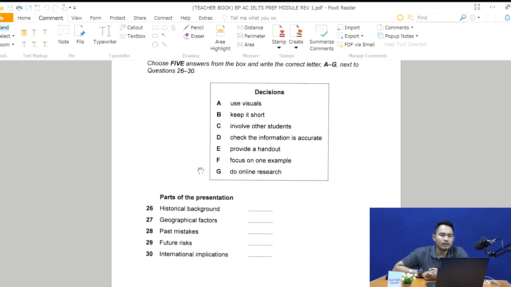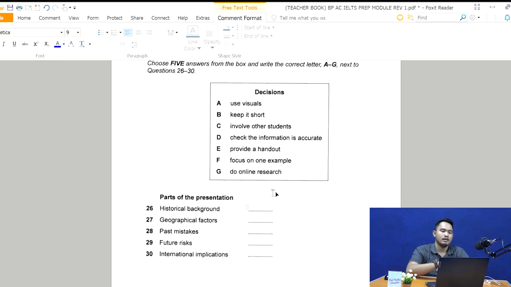Okay. Now in number 27, the geographical factors here, what would it be? Is it check the information is accurate, involve other students, or yeah? So what would be the best one for this? And then also number 28 and 29, future risk, 30, international implication. Now, if my guess is correct, then I might have something to write about. So particularly in historical background.